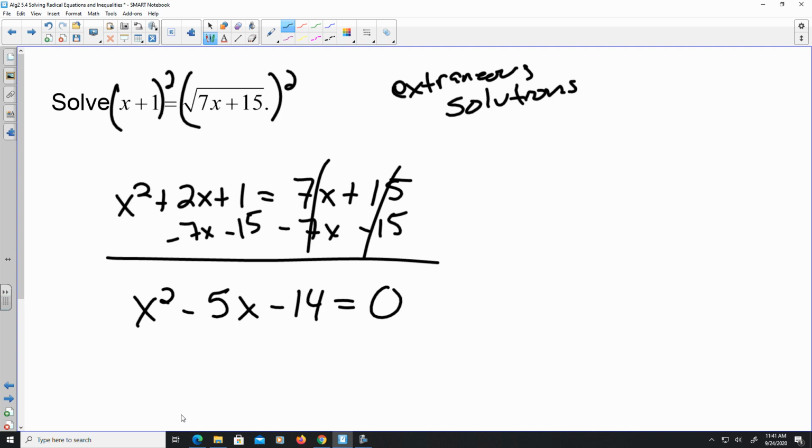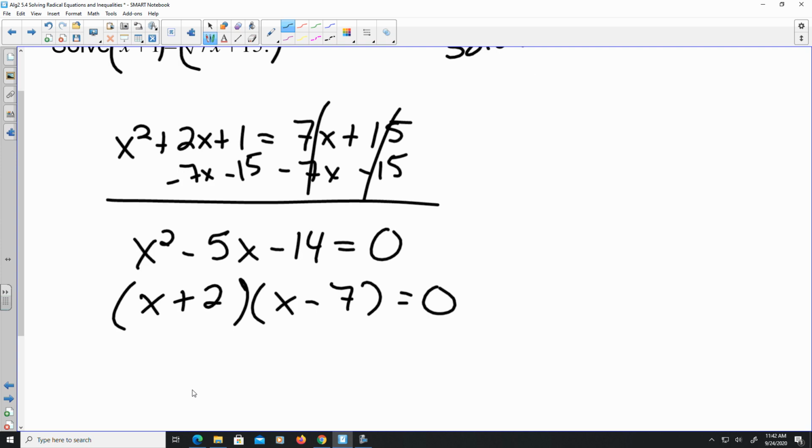All right, so hopefully we can factor this out. So parentheses, parentheses, I got x here. Signs are going to be different. Larger number attached to the minus. Two values that give me a product of 14, but a difference of 5, is 7 and 2. So I go here, zero product property: x equals negative 2 and x equals positive 7. But now we have to check.